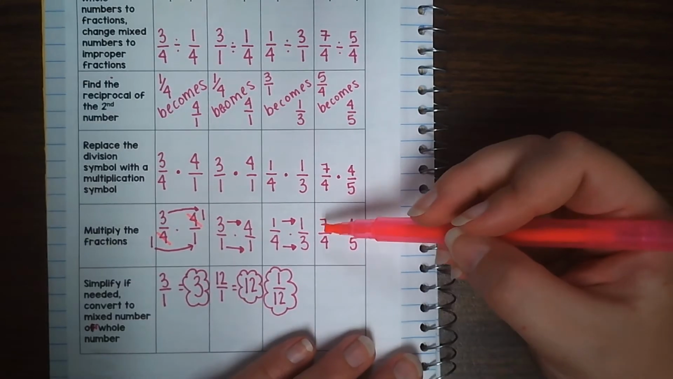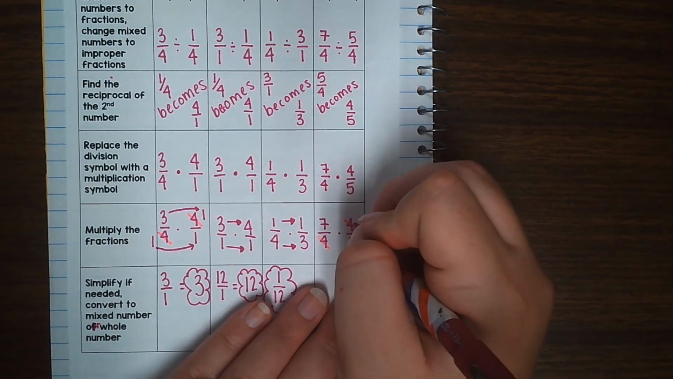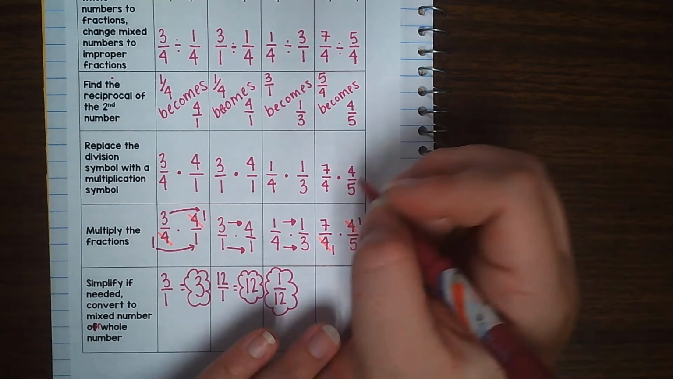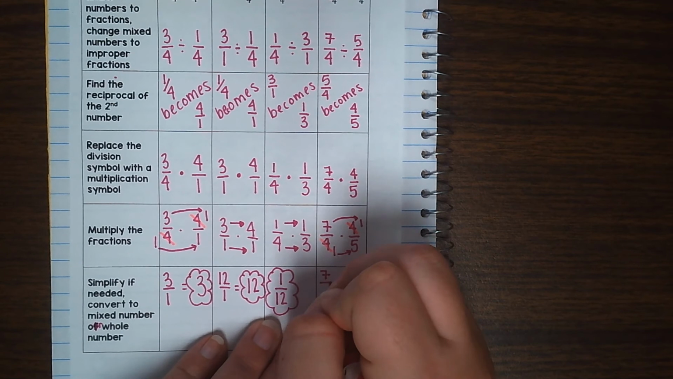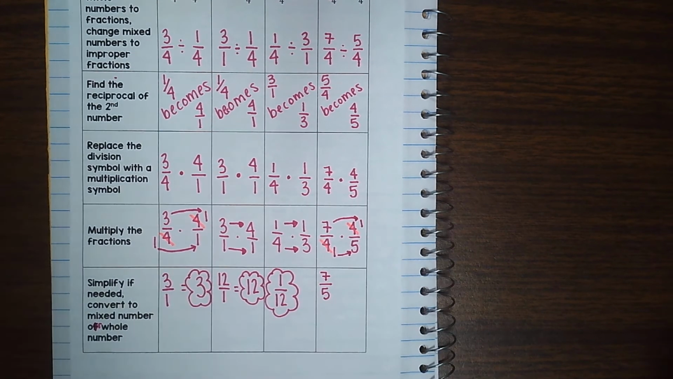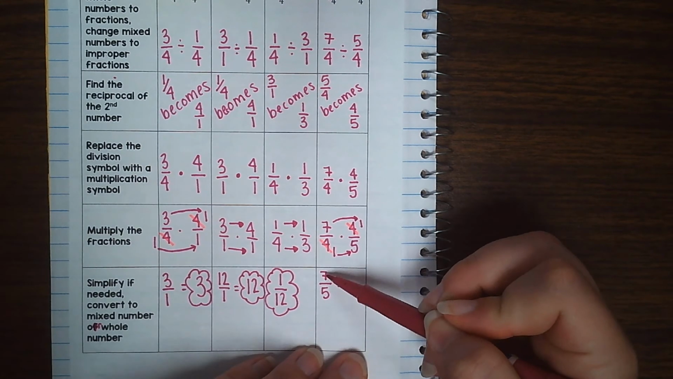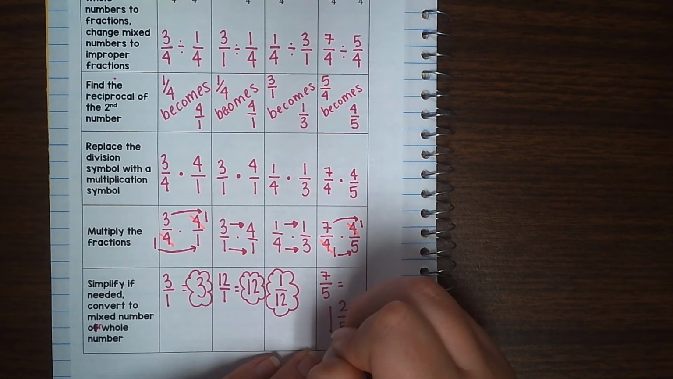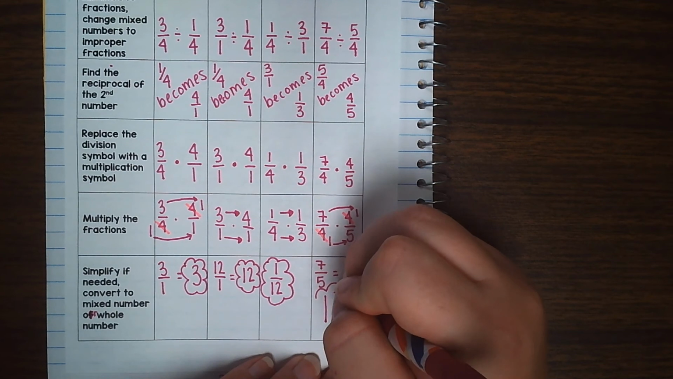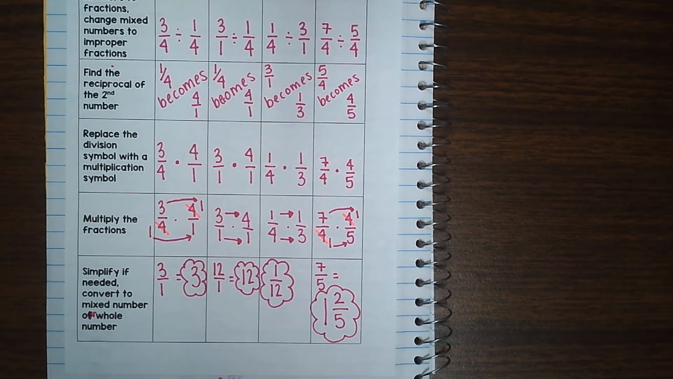Checking diagonally, I can see that 7 and 5 have nothing in common, but 4s have 4 in common. So we can make our 4s 1s, then multiply straight across. 7 times 1 is 7. 1 times 5 is 5. Then we need to simplify. We need to make this improper fraction into a mixed number. So I know that 5 goes into 7 one time. There would be a remainder of 2, and our denominator stays the same. So our answer is 1 2/5. And that's it.